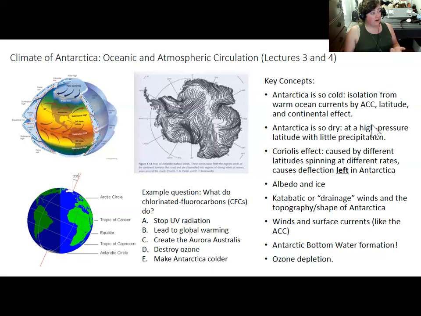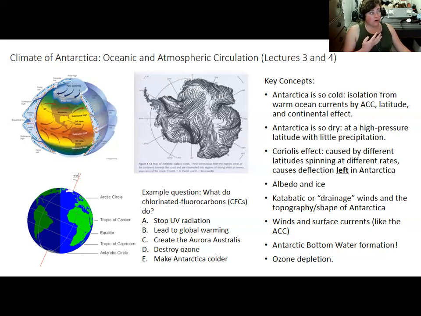So CFCs are actually increasing the amount of ultraviolet radiation that is reaching the Earth. They don't lead to global warming. It's sort of a separate problem from that. They're not greenhouse gases. They don't have anything to do with the southern lights. They're in a different layer of the atmosphere. And they don't inherently play a role in making Antarctica colder. So that's a potential question about the ozone layer that could come up.